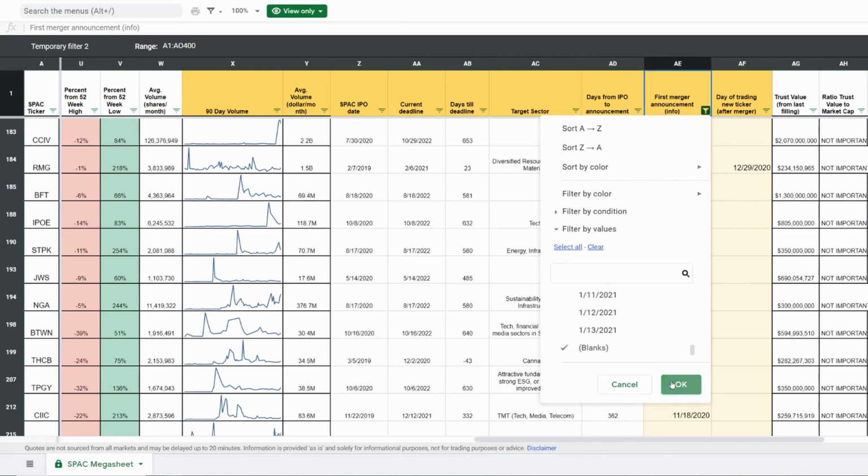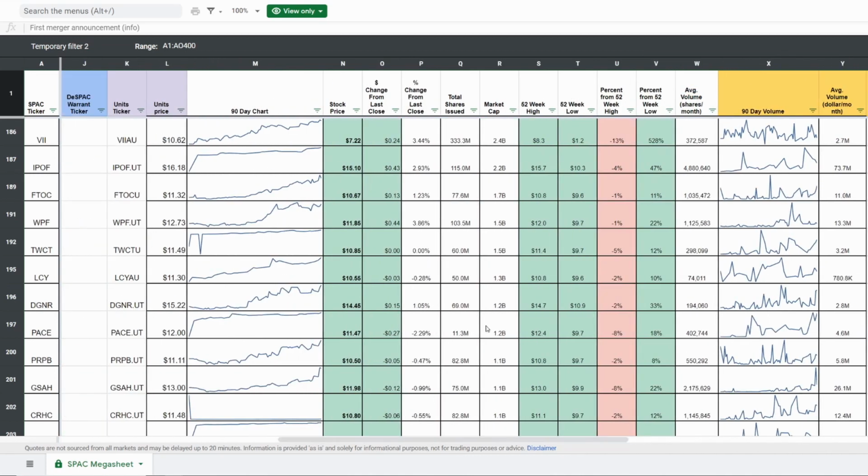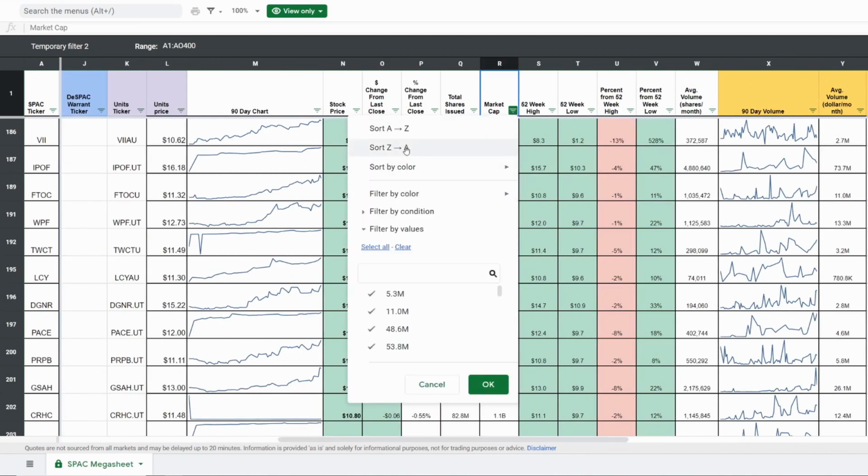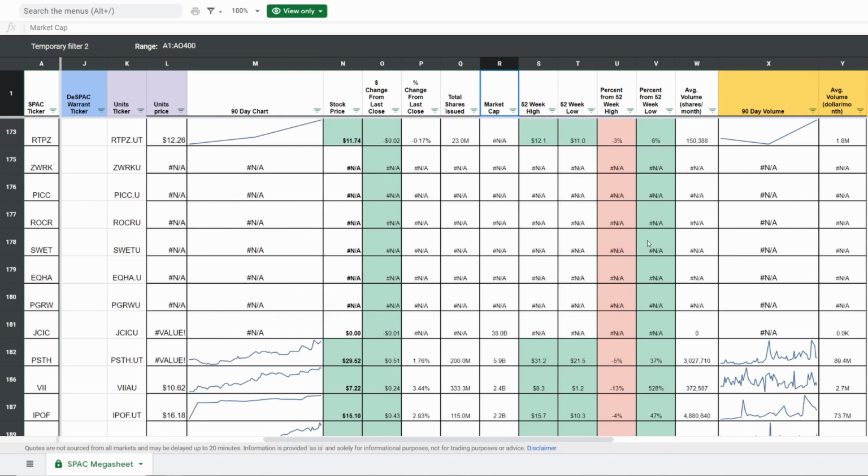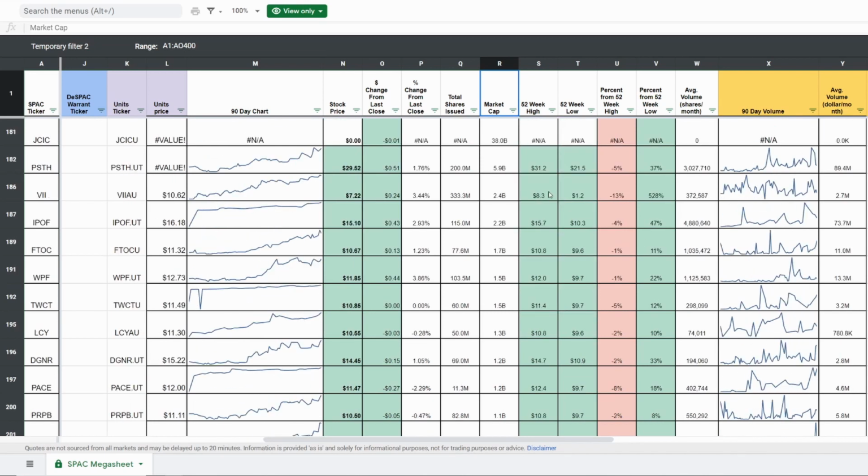What you will do is sort the market capitalization of the whole sheet, so you sort all SPACs by the biggest valuation to the lowest. You can see that the biggest is currently PSTH, which is the Bill Ackman SPAC. The current valuation is 5.8 billion. So you can really pick your best and biggest SPAC.